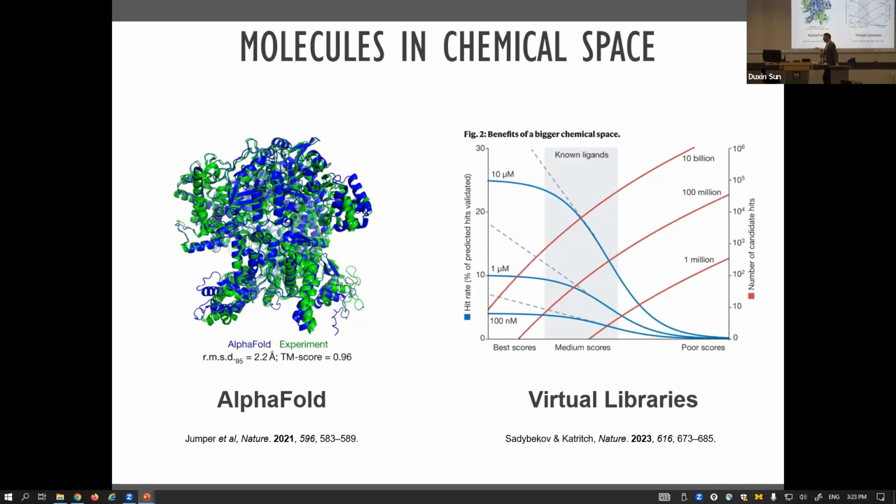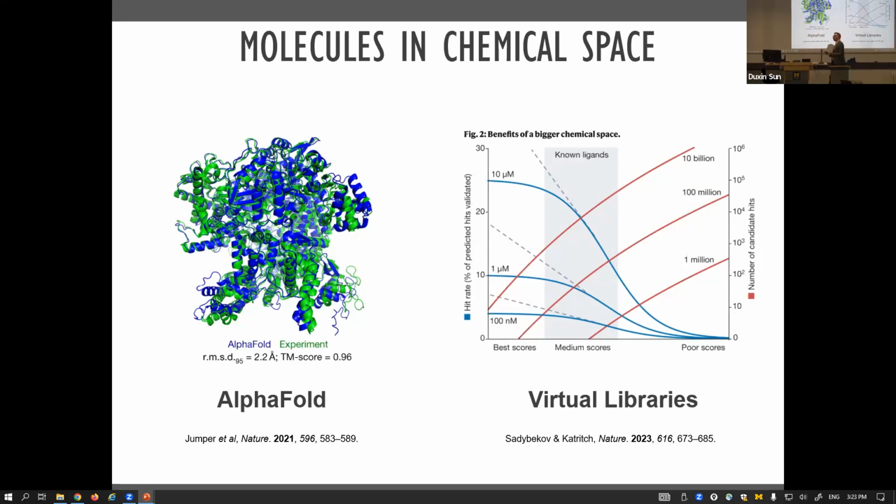That could be a purified protein binding assay. It could be a cell assay where we're looking at the phenotype of the cell, or it could most certainly be an in vivo assay. But there's this design phase that we need to think about. What are all the molecules that are out there?